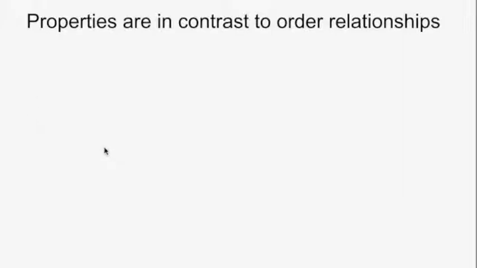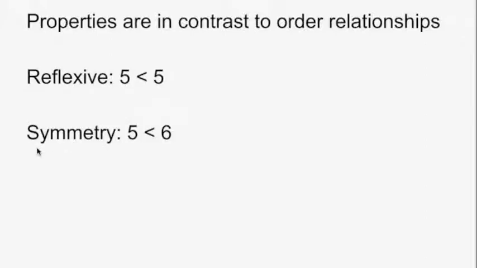For real numbers, if x is real, then 5 will equal 5. If you have inequalities, you cannot say that 5 is less than 5, because that's not true. And similarly, for symmetry, if you say that 5 is less than 6, you cannot then flip around the numbers and say that 6 is less than 5, because that is not true.